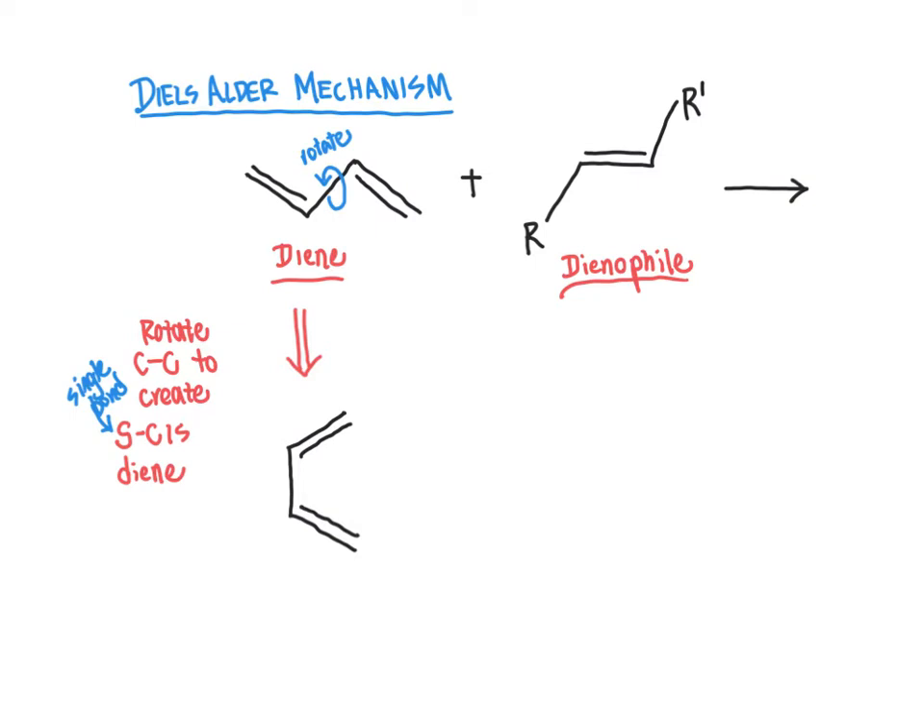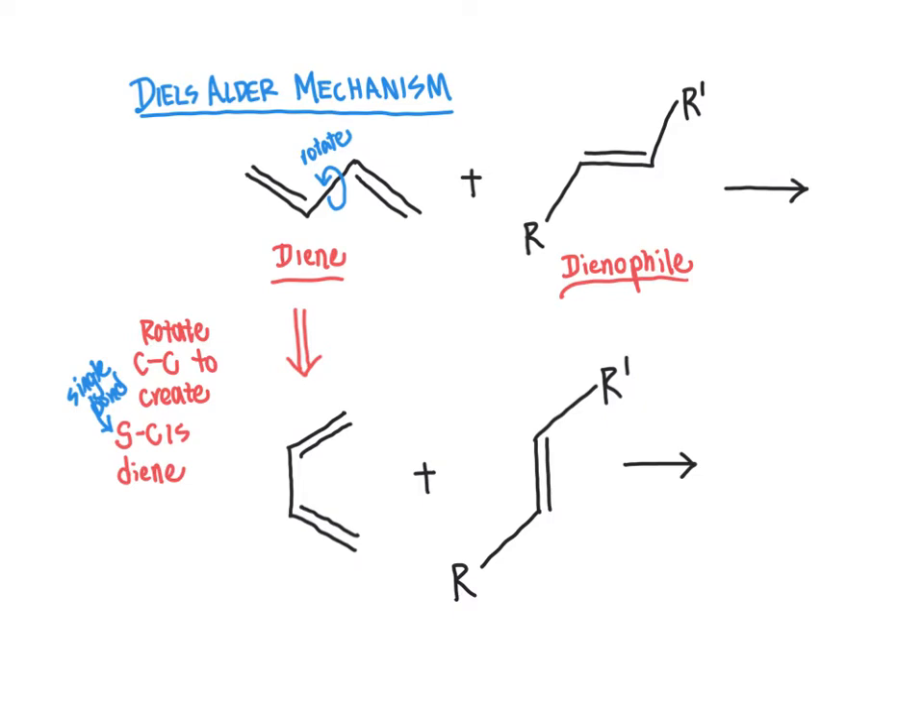We will then react with our dienophile, which I'm going to orient such that the alkene group is vertical. This will help us in visualizing where the electrons are located. I'm going to go ahead and put my R prime group and my R group on there. And now we are set up with the two molecules, the diene on the left and the dienophile on the right, correctly aligned in order to carry out the mechanism.